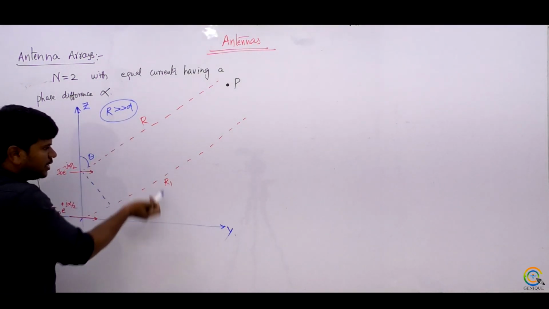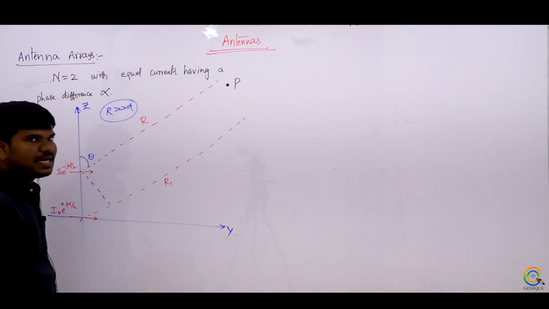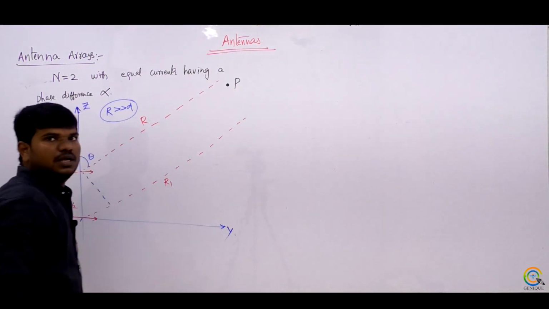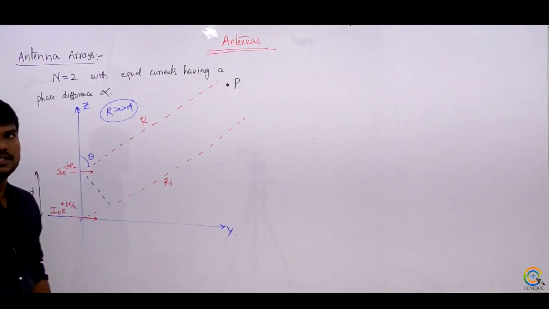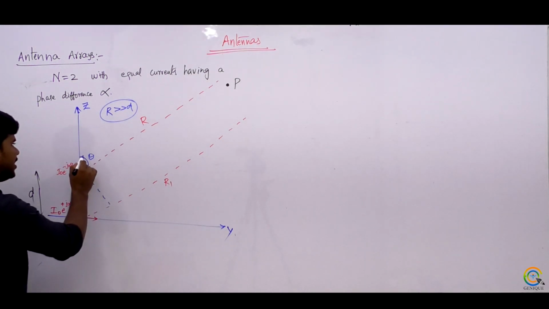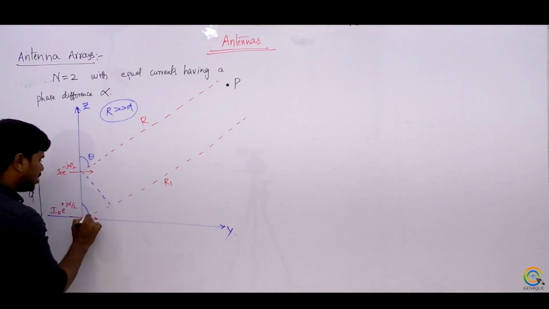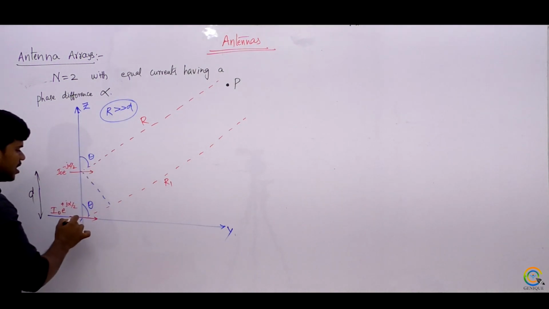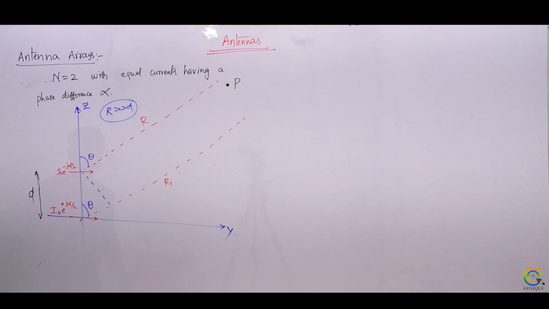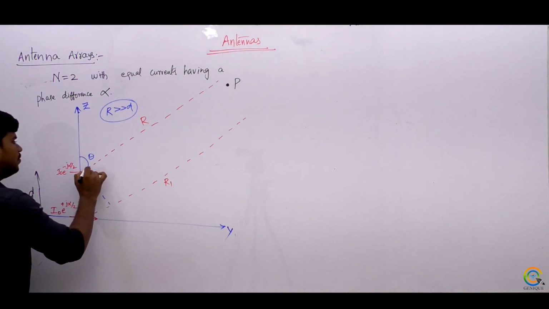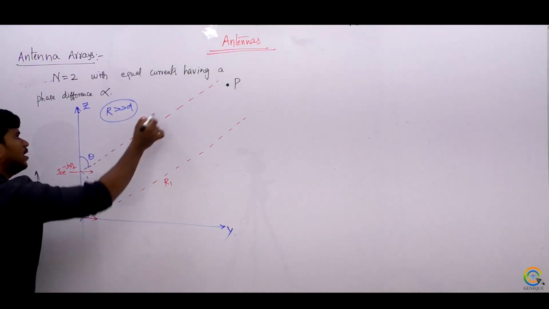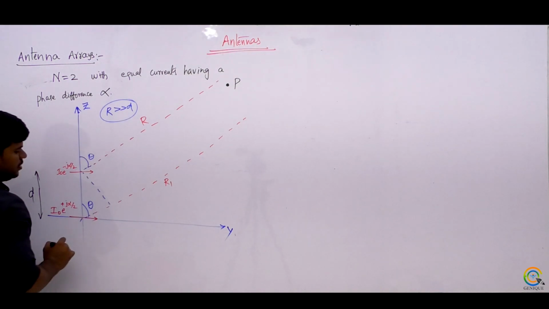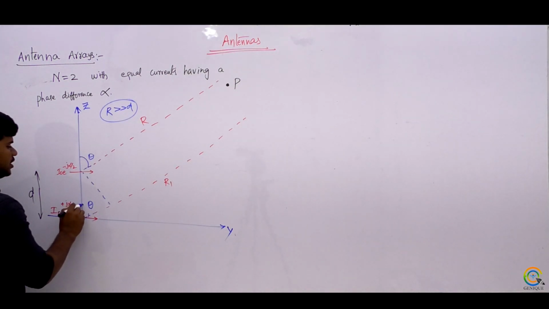Even though the distances may be equal, you should notice that there is a phase difference produced in the field at the far distance. So what is the phase difference? If it is theta, this is also theta, always you have to measure the theta from the z axis. What is this angle? The angle made by this line, the radius, with respect to the z axis. Okay. So this is theta, theta.